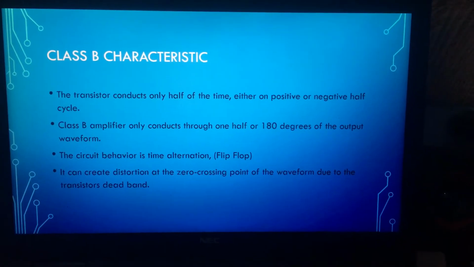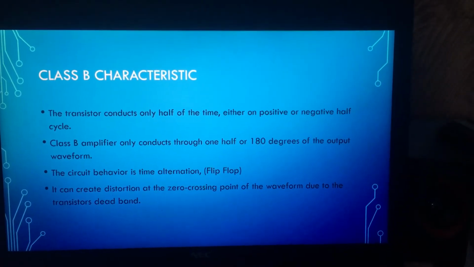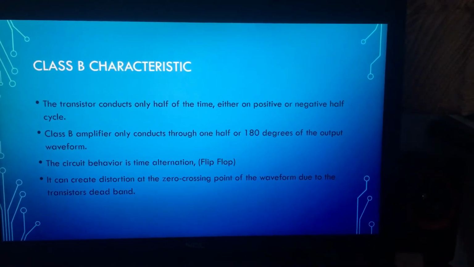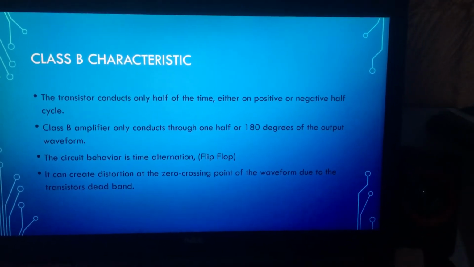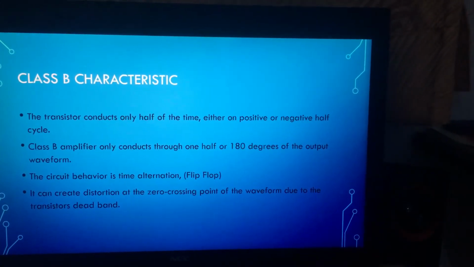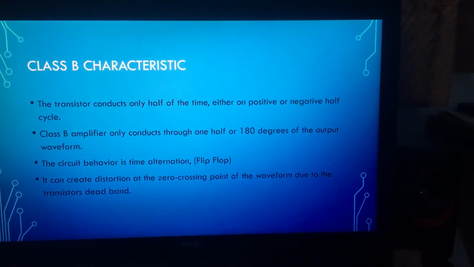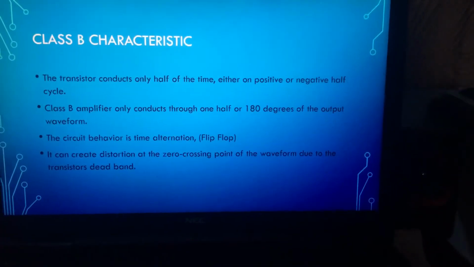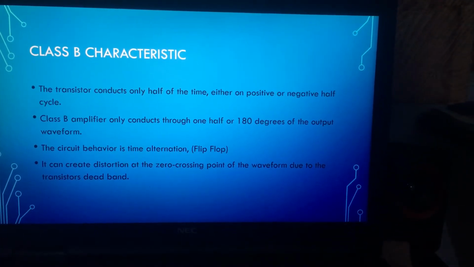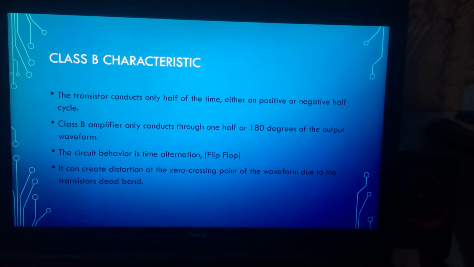Okay, next. The class B characteristic is that the transistor conducts only half of the time, either on the positive or negative half cycle. Class B amplifier also conducts through only one half, 180 degrees, of the output waveform. The circuit behavior is time alternation, meaning flip-flop. It can create distortion at the zero crossing point of the waveform due to the transistor dead band.